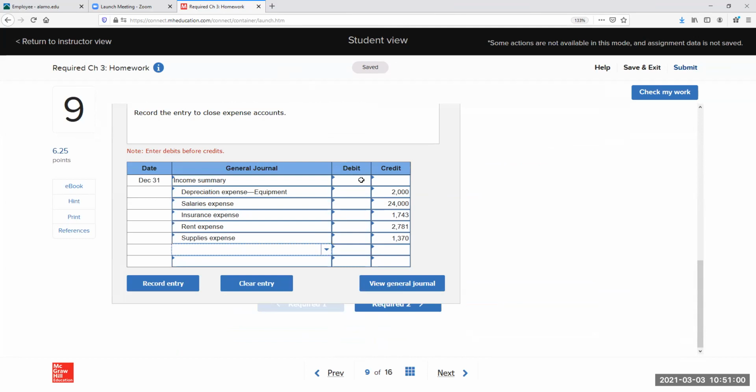Now, you have to add them up. You see what I mean? You got to add them up there to figure out how much to put in income summary.